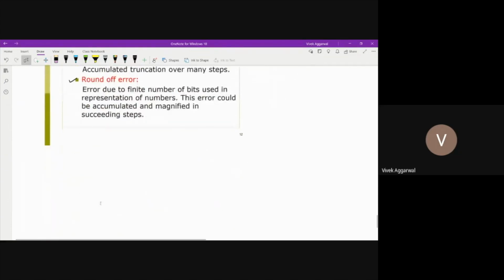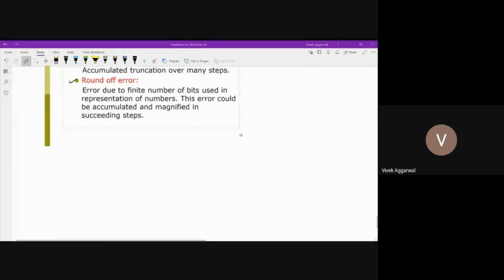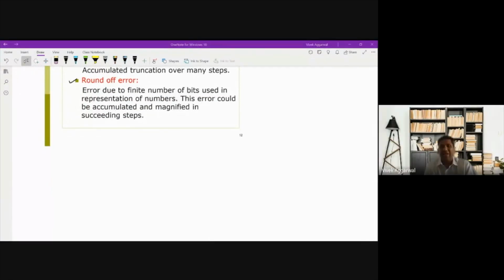So I think now I should stop, and in the next lecture I will tell you how we can write the code for solving the population model, then the SIR model, and then again the SIR model with vaccination. So that will continue in the next lecture.